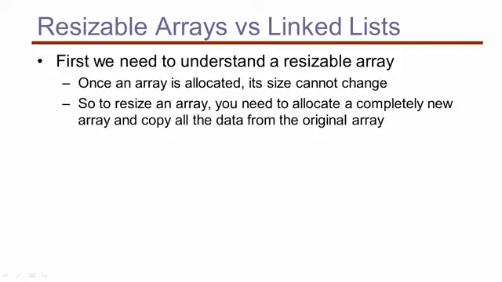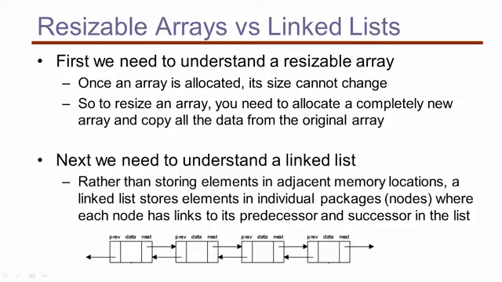We learned earlier that once an array is allocated, its size is set and cannot be changed. So how can a collection have a resizable array? Well, it can allocate a completely new array when necessary and copy all the data from the old array to the new array. If the array is large, copying all the elements may take some time. Now, a linked list stores a sequence of elements very differently. Rather than storing them in sequential memory locations like an array, a linked list stores each element in its own node. Each node has a link to its predecessor and successor.